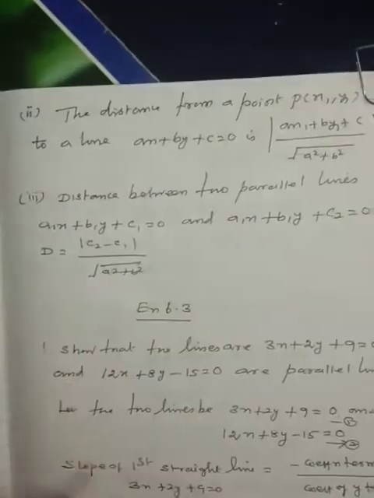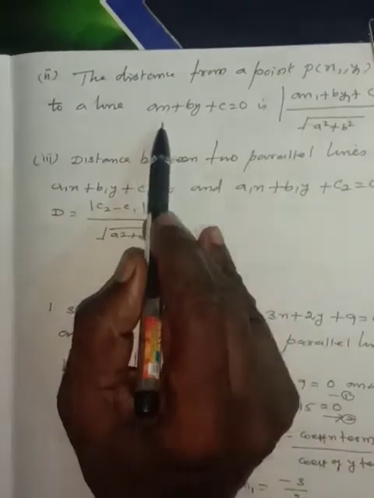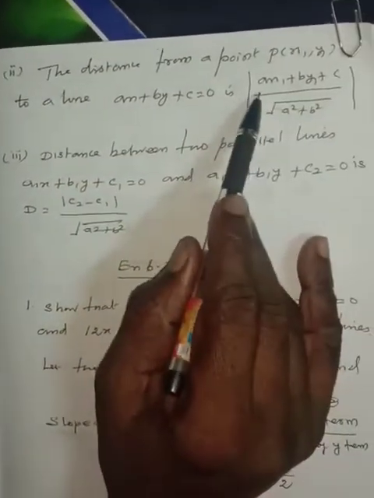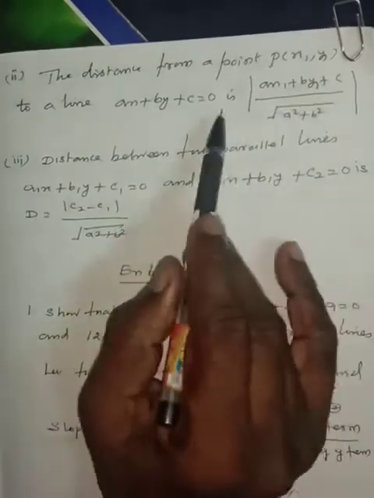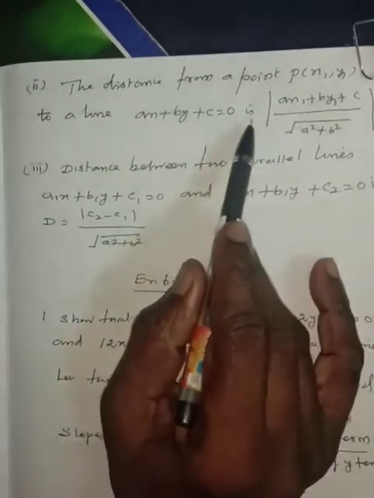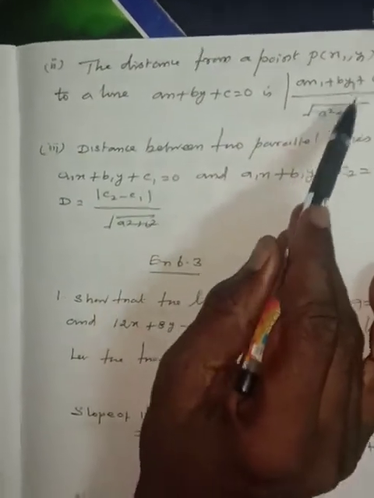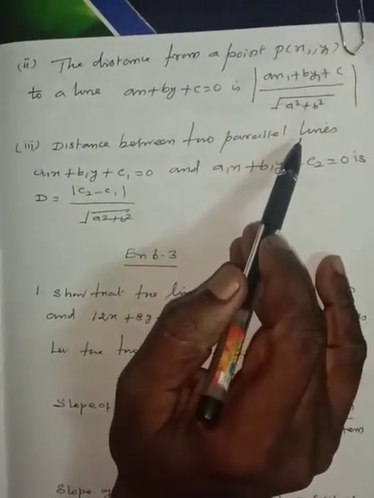The distance from the point P (x1, y1) to the straight line ax plus by plus c equals 0 is modulus of (ax1 plus by1 plus c) divided by square root of (coefficient of x term) whole square plus (coefficient of y term) whole square.